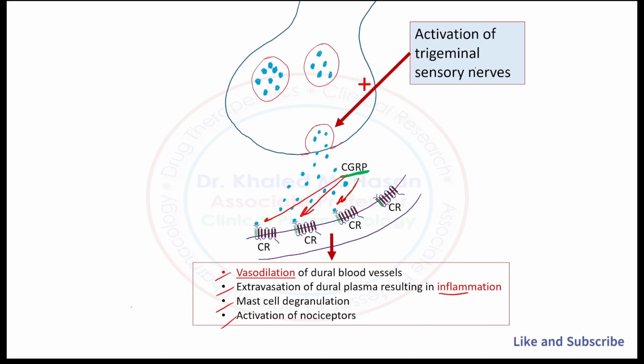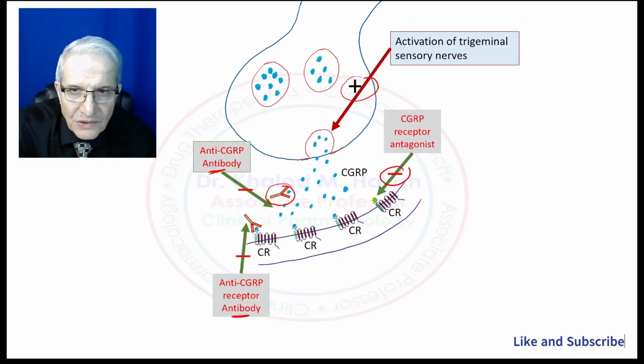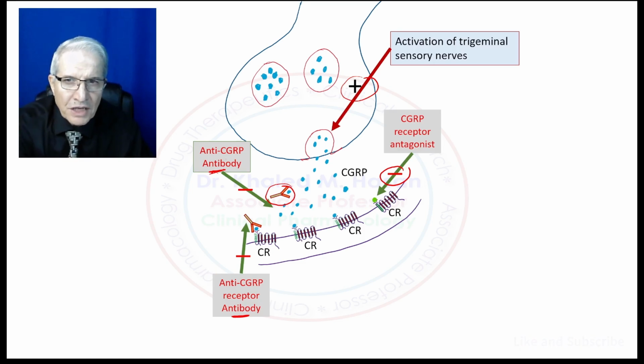When the trigeminal nerve is activated, it will release the CGRP, which stands for calcitonin gene-related peptide, and CGRP will bind to the postsynaptic receptor, which could be in the blood vessels or on the brain or other neurons, and cause vasodilation of the brain blood vessels, extravasation, inflammation, degranulation, and activation of the nociceptor, and cause pain.